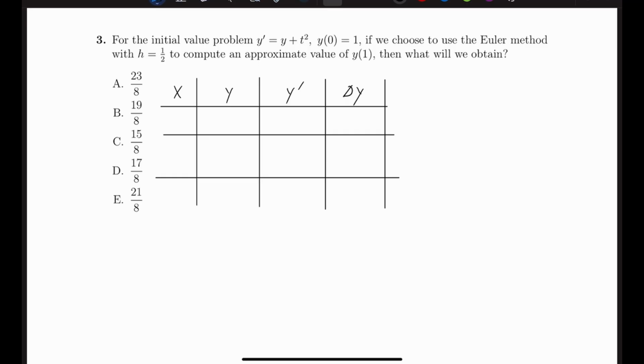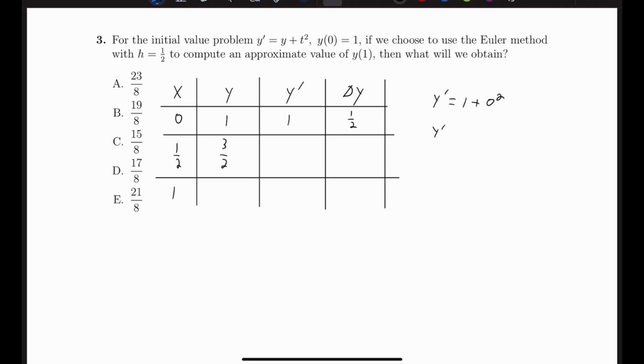And we're going from 0 to 1 in steps of 1/2, so our 3 points will be 0, 1/2, and 1. We know from our given condition that y of 0 is equal to 1, and now we can go ahead and calculate y prime using our equation at x of 0, so just y prime equals 1 plus 0 squared. I'm just plugging these values into this equation, and our y prime here is 1. To find delta y, we just multiply y prime by our step size, so that'll get us delta y equals 1/2, and we know now that our new y is our y plus delta y, so y equals 3/2.